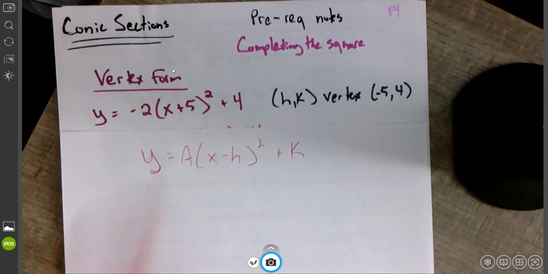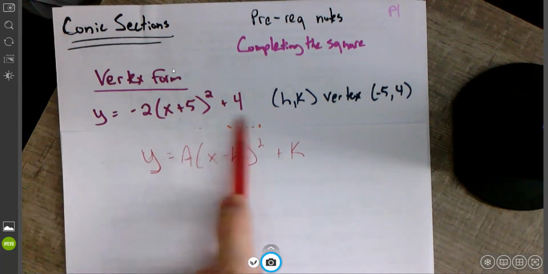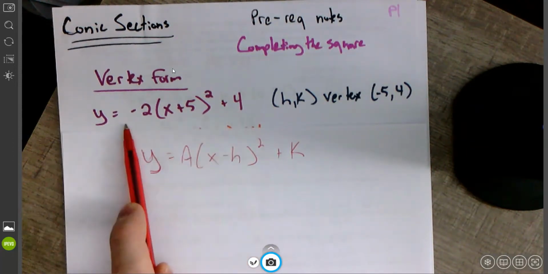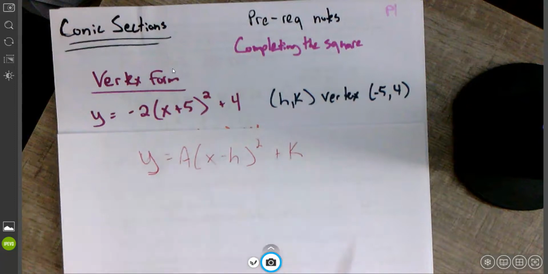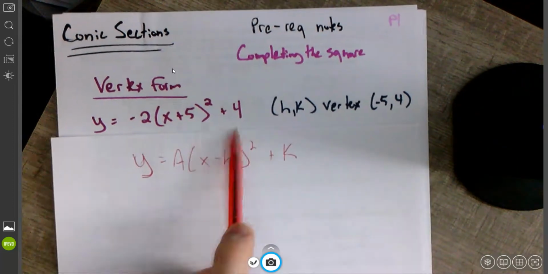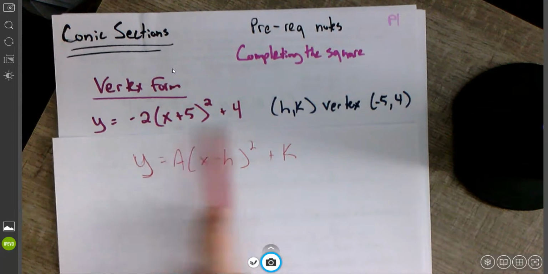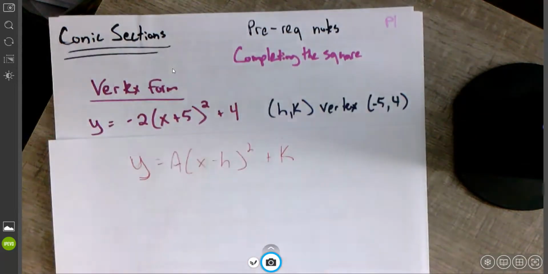Our goal today is to get things that don't look like this, quadratics that don't look like this, and make them look like this. If I can make them look like this, then it's really easy to find the vertex. Vertex is here, negative 5, 4, and we can go on, we can graph it, we can find maxes and mins, we can do different things with it. So we like vertex form. Our goal today is to make things look like vertex form, put them in vertex form. The process to make that happen is called completing the square.